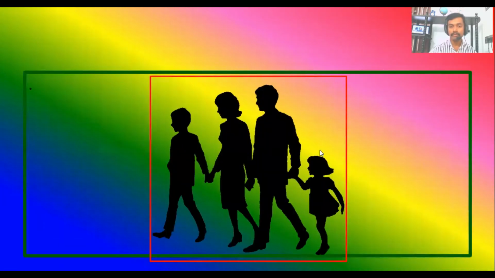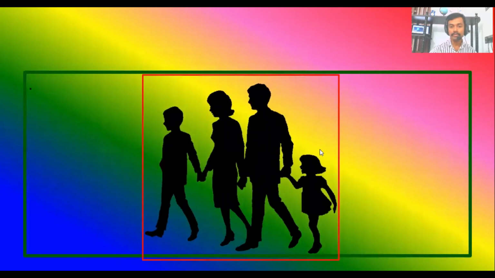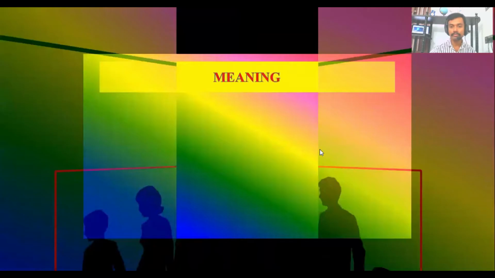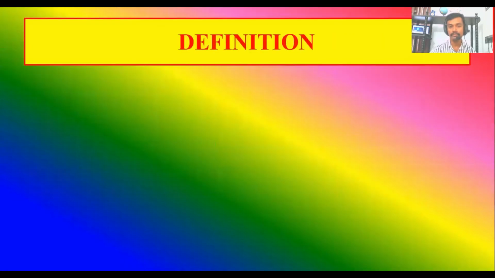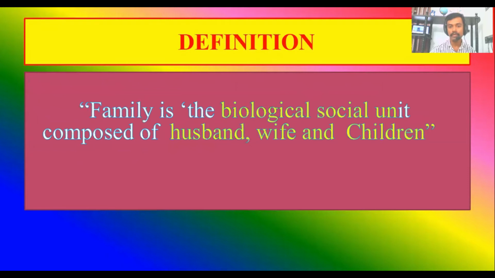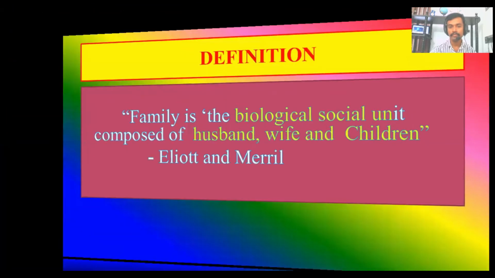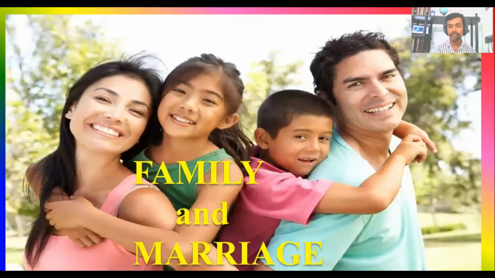Detail about family, look at this: husband, wife, children. Meaning: the Latin word familia, which means group of people, affinity or co-residence. Definition: a biological social unit of husband, wife, children. Look at this family, a happier family.